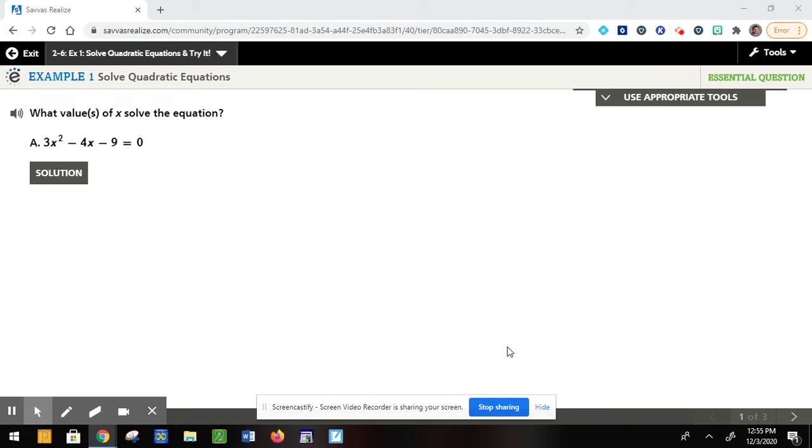So welcome to lesson 2.6. We're going to be solving equations using the quadratic formula. So let's just jump right into it.